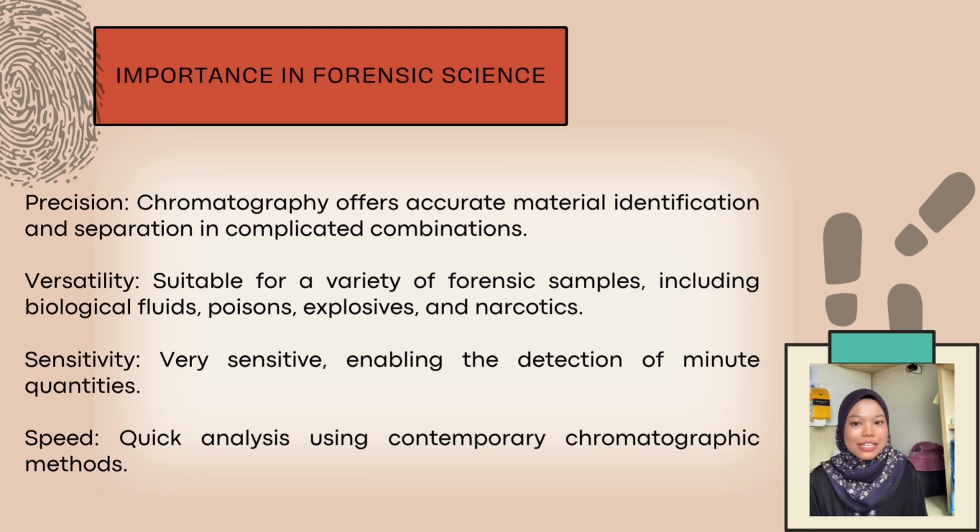Now for importance in forensic science, we have precision, where chromatography offers accurate material identification and separation in complicated combinations. Second, we have versatility, which is suitable for a variety of forensic samples, including biological fluids, poisons, explosives, and narcotics. Thirdly, we have sensitivity, very sensitive, enabling the detection of minute quantities. Last but not least, we have speed, which is quick analysis using contemporary chromatographic methods.